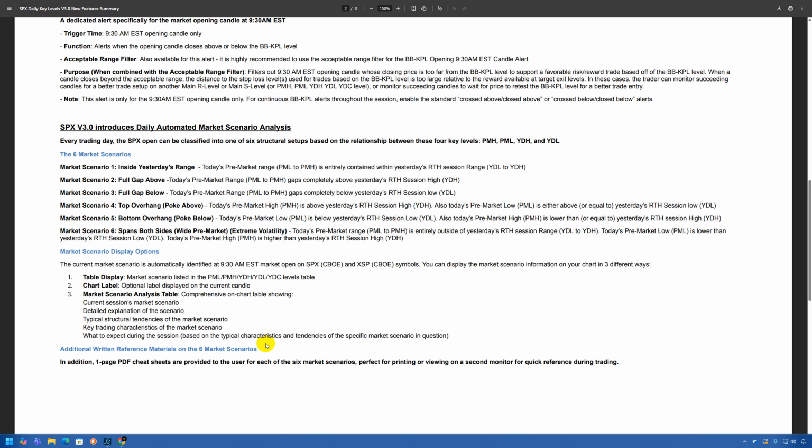Also, in addition, we provide written reference materials on the 6 market scenarios. These are one-page PDF cheat sheets that are provided to each user of the indicator for each of the 6 market scenarios, which give you an easy read-through of a one-page cheat sheet that's perfect for printing or viewing on a second monitor for quick reference.